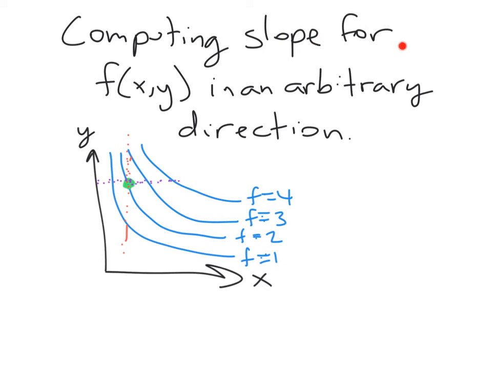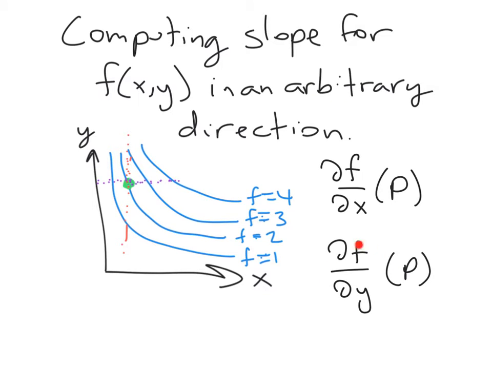We're now thinking about how we can compute slope for a function of two variables in an arbitrary direction. Previously, when we had a function of two variables, here's a function where we have the level curves of the function drawn in the xy plane, and if we go to a particular point, we know that if we move in the x direction, we can learn the slope of the function with respect to x, the partial of f with respect to x, evaluated at the point P. And in addition, we can learn the slope of the function with respect to y, the partial of f with respect to y at point P.